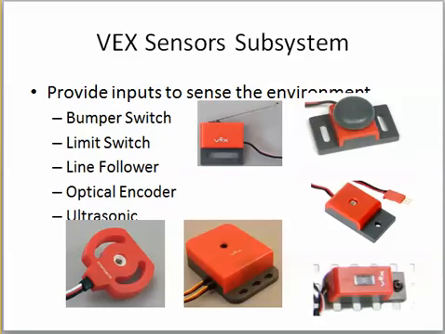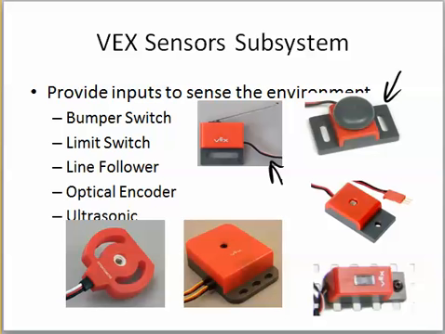All right, the subsystem. There are all these different inputs that sense the environment. We have what's called a bumper switch. Right here's our bumper switch. We've used this when we did our bridge project. We have what's called a limit switch. This right here is a limit switch.